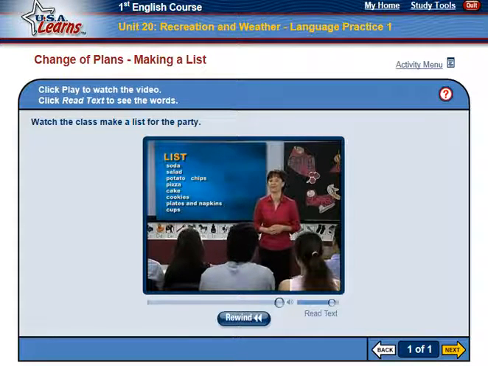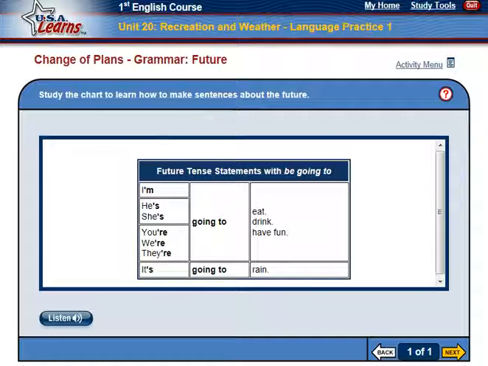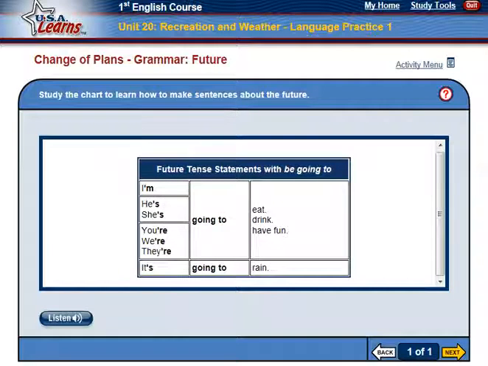Future tense statements with be going to. I'm going to eat. He's going to drink. She's going to have fun. You're going to eat. We're going to drink. They're going to have fun. It's going to rain.